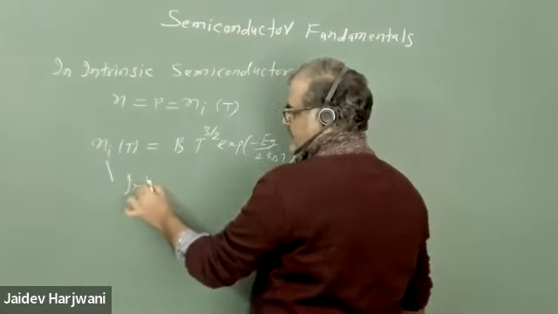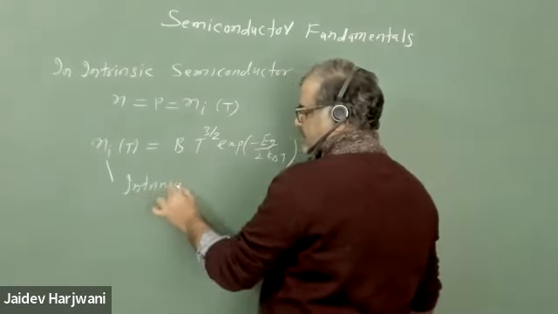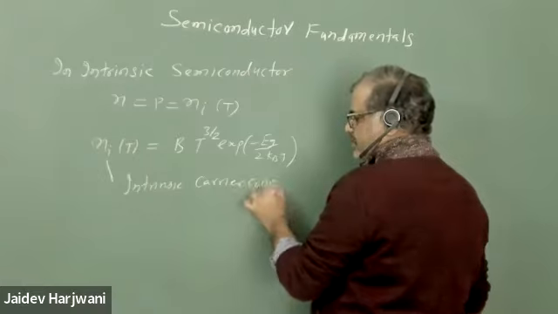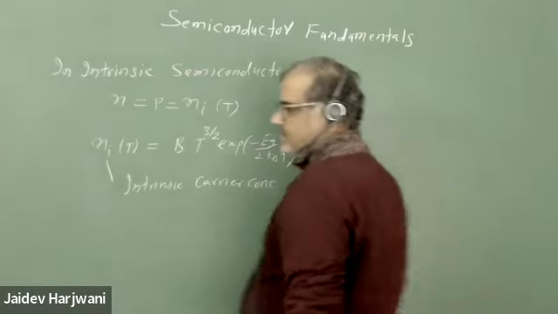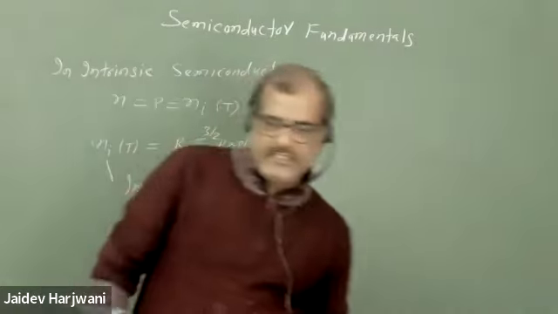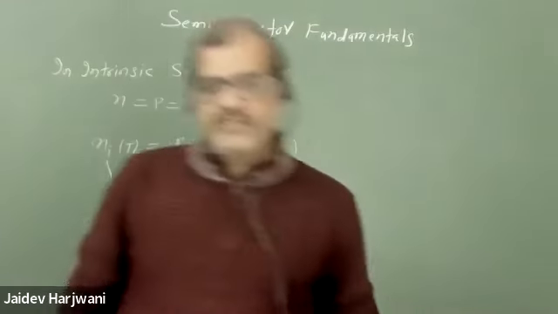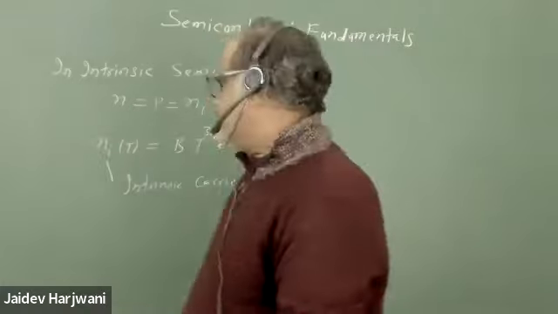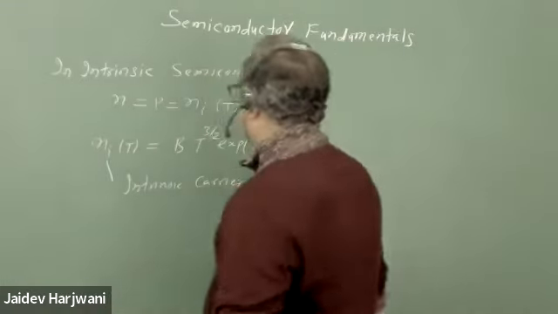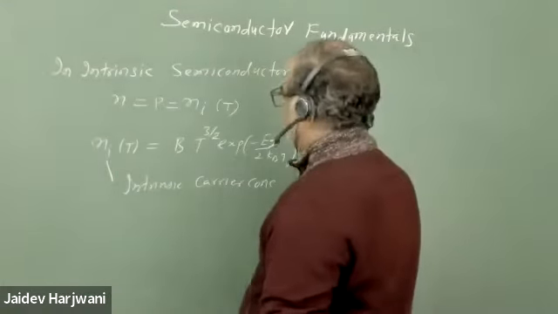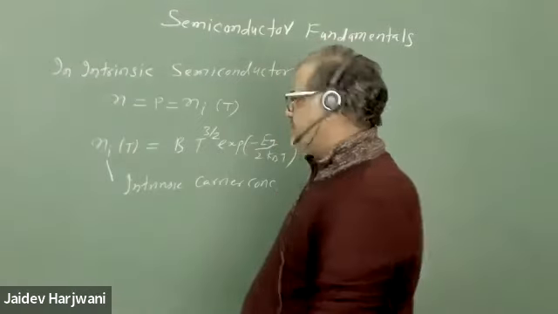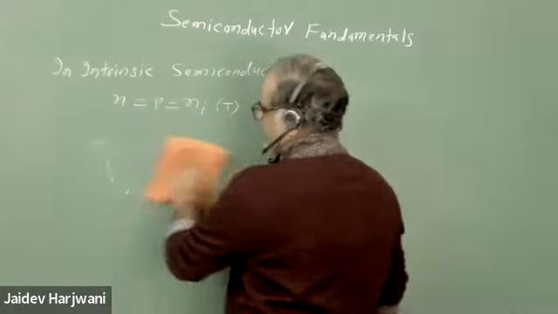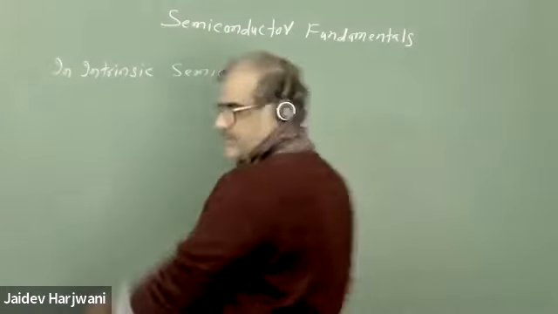This is your intrinsic carrier concentration, which depends on the band gap as well as on temperature. Now we are going to calculate the next important property, the position of the Fermi level in an intrinsic semiconductor.